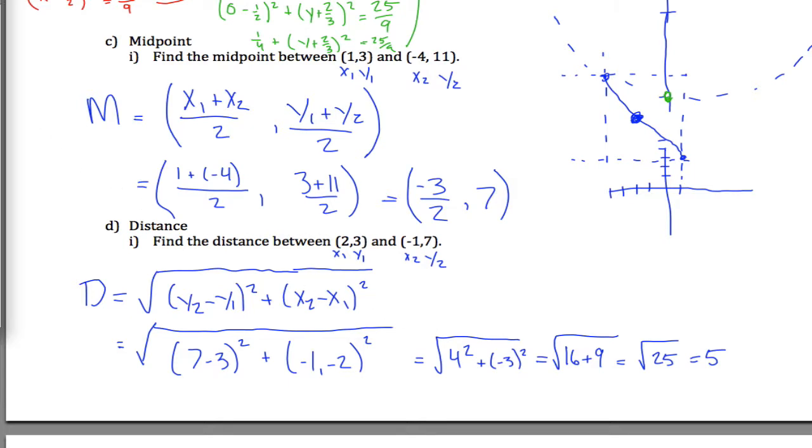I don't like memorizing the formula, so here's another way you can do it. A little bit more intuitive, I would say. Draw a graph of the 2 points. It doesn't have to be precise. 1, 2, 3, 1, 2, 3.